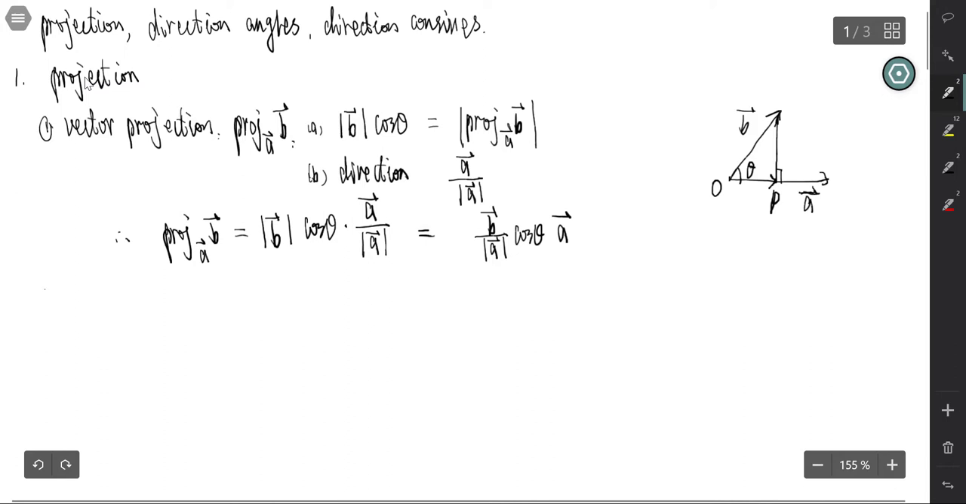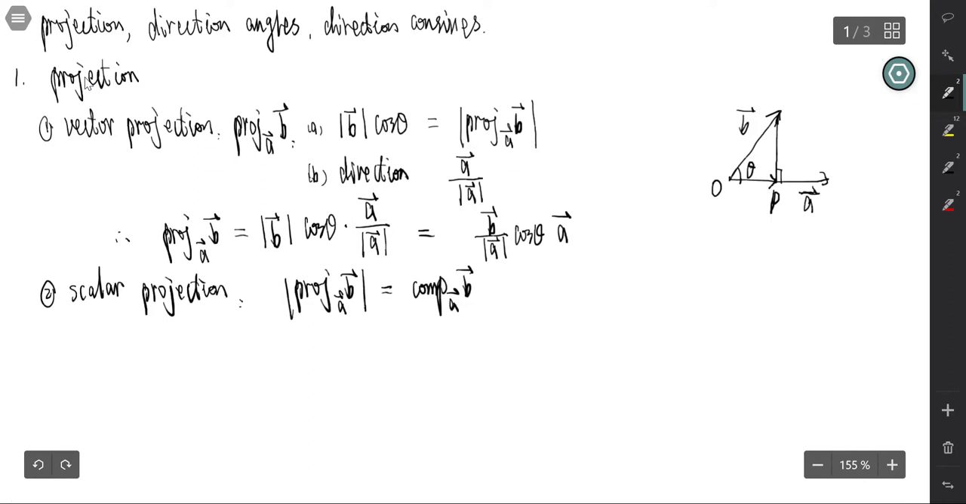That's the vector projection. And the scalar projection is the length of the projection of B onto A. That is the length of this one. Some textbooks read this as a component of B over A. That's the scalar projection. From the Pythagorean theorem, we know that the projection is the length of B times cosine theta, and then times the direction of A. That's the projection.